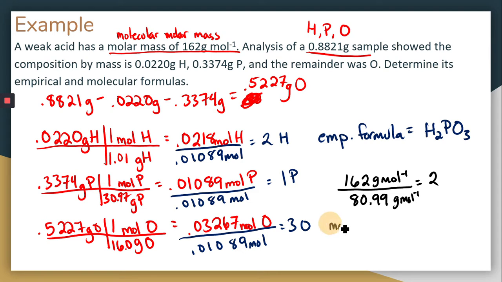So the molecular formula is twice that of the empirical. So we're going to multiply our subscripts by 2. So we have H4P2O6.